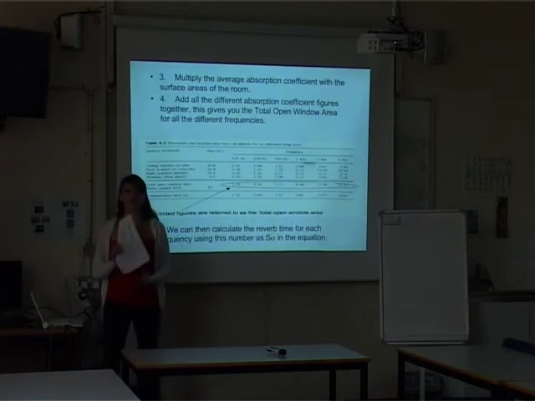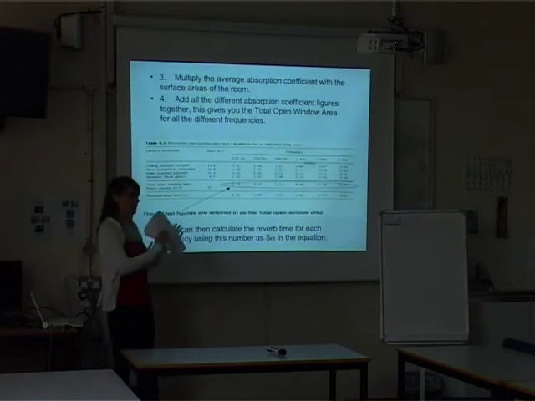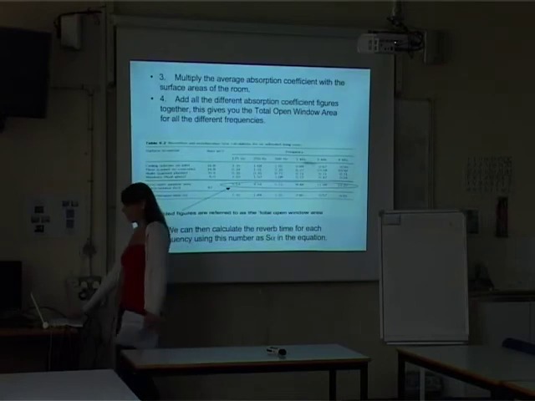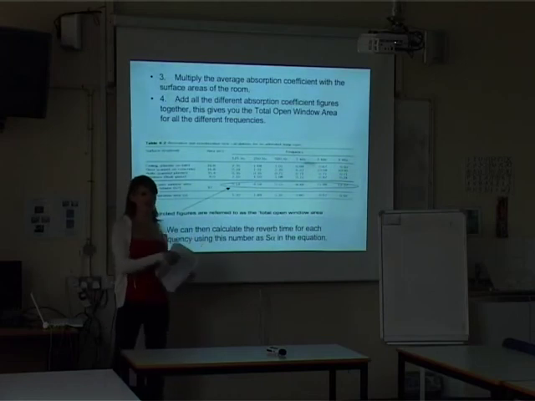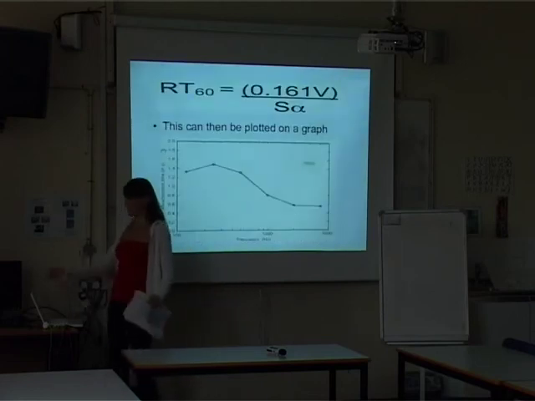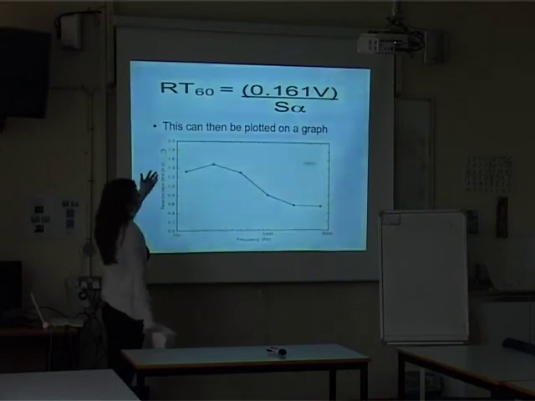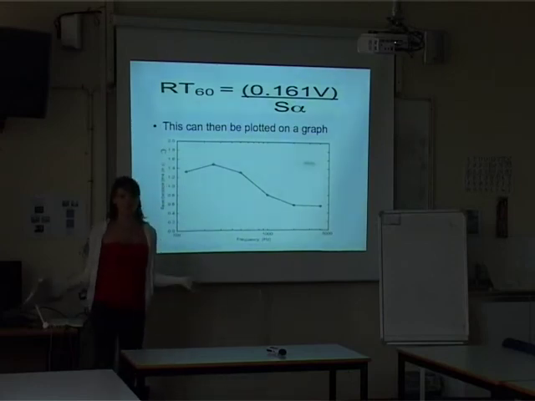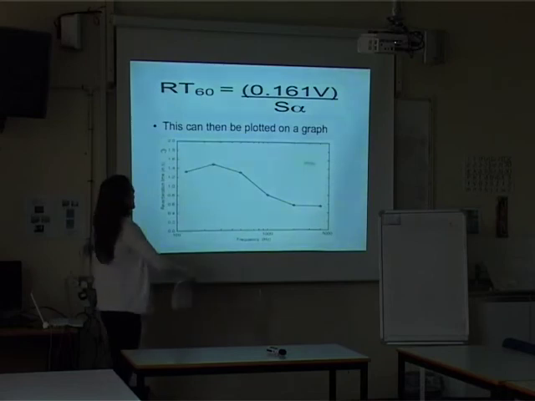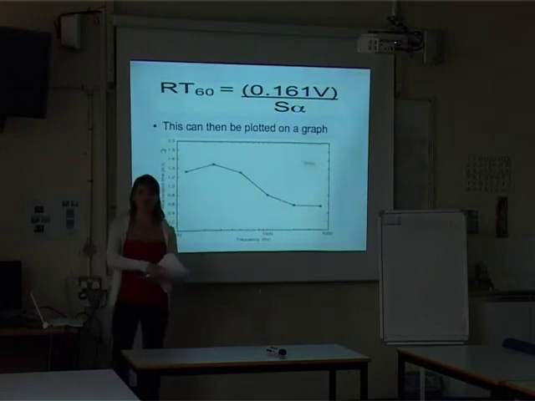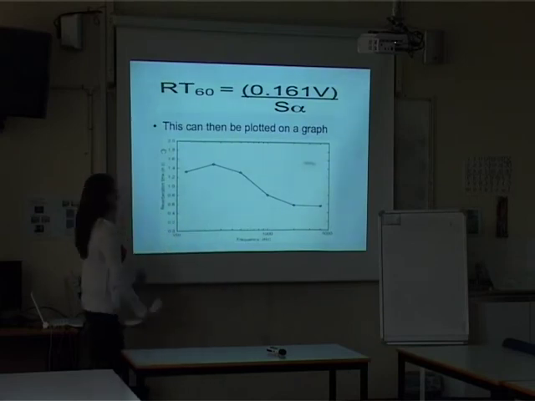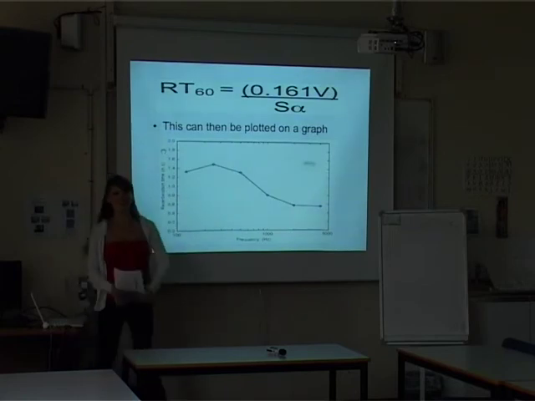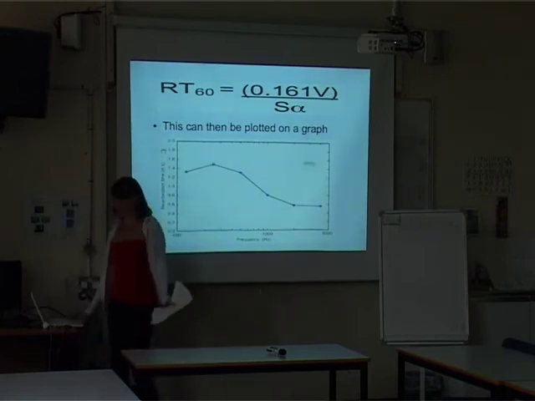And then we can complete the equation once we've got all these figures. The total open window area will be used as SA in the equation. So back to the equation, you do 0.161 times the volume of the room, say 63 meters cubed, and then divide by the total open window area for each frequency. Once you have your results, you can plot them on a graph, and it might look something like this, which isn't great.